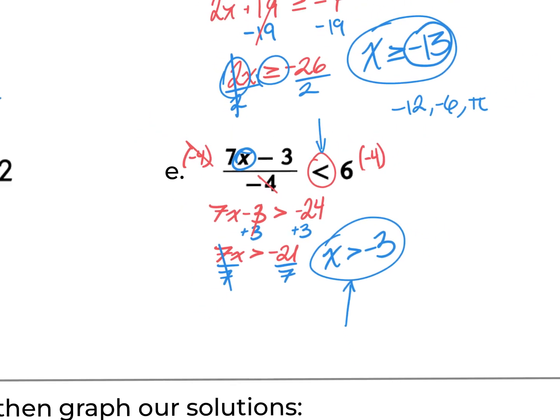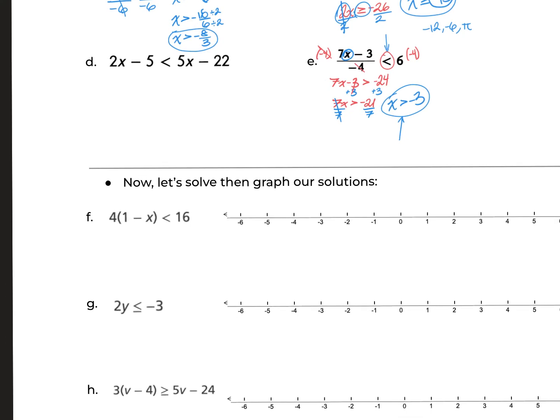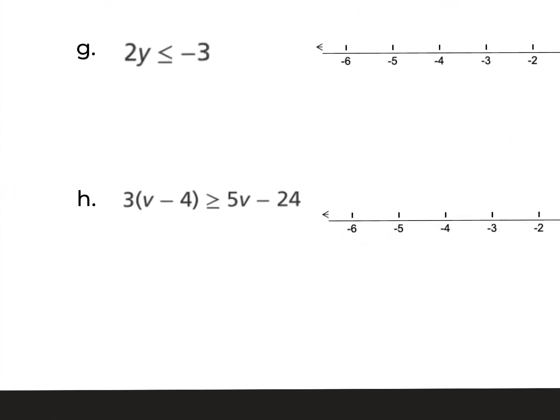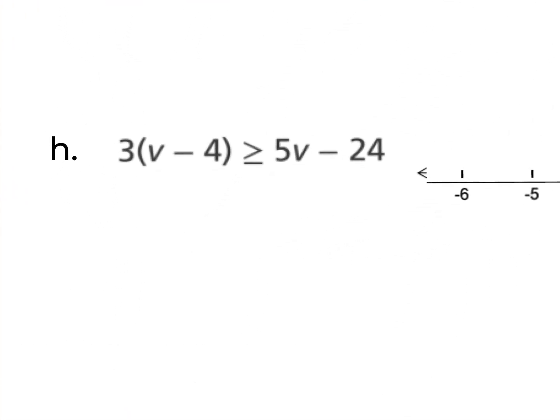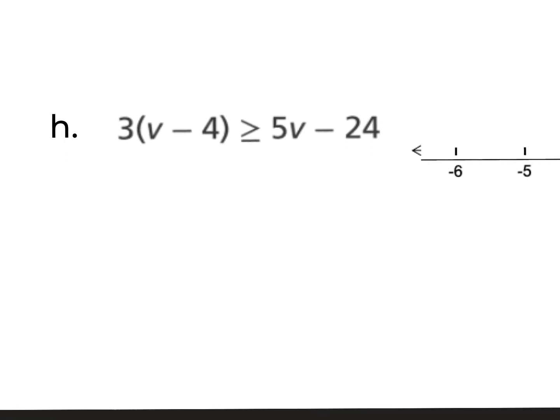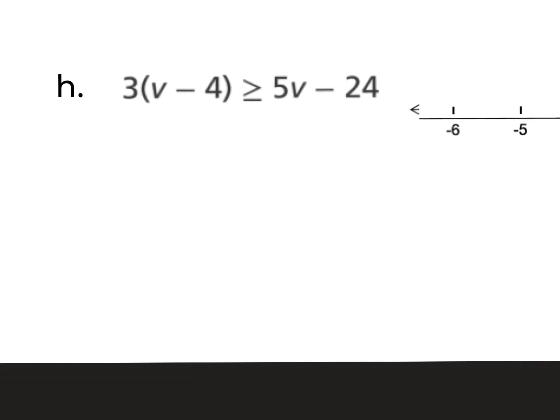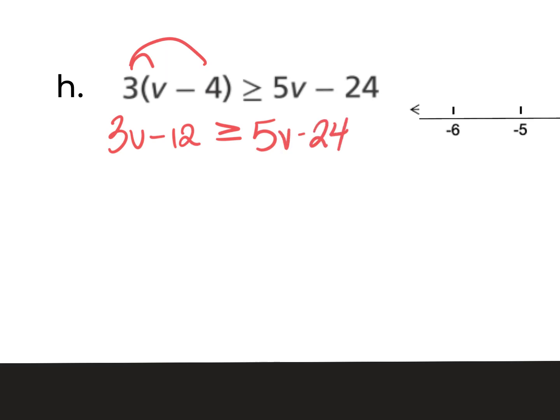Okay, so this video is getting kind of long, so let's do one more equation, and we're going to come down to this one right here. Okay, and so like the last one, go ahead and pause it and try it yourself if you have pencil and paper. Okay, and now we're going to go ahead and solve this together. So I see variables on both sides, so what I'm going to do is distribute. So 3 times v is 3v. 3 times negative 4 is negative 12, so 3v minus 12 is greater than or equal to 5v minus 24.